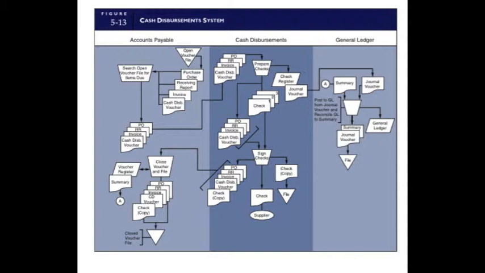Now in the general ledger department, based on the journal voucher from cash disbursement and the accounts payable summary from accounts payable, the documents are received by the general ledger department. The general ledger clerk posts to the general ledger control accounts and files the documents. Now this concludes the cash disbursement procedure.